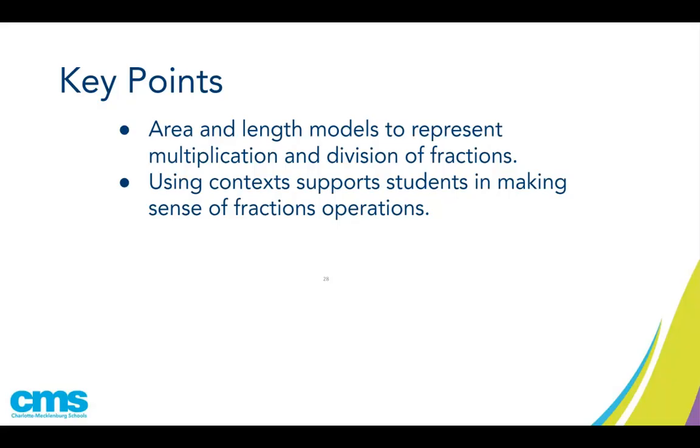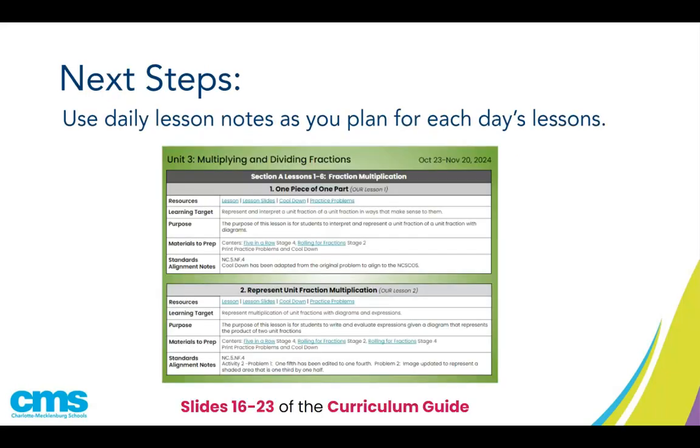But when we're multiplying a fraction times a fraction, then we will only use halves, thirds, and fourths. So let's think about next steps. Just like last time, I'm going to say this again because it's so important. Please, please use the daily lesson notes as you plan for each day's lessons.